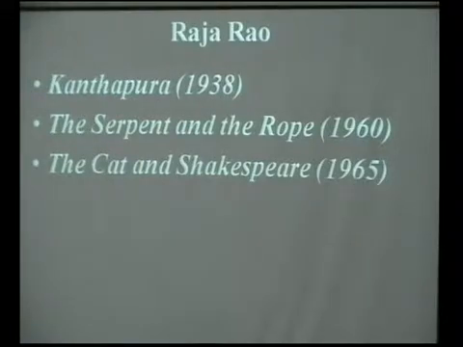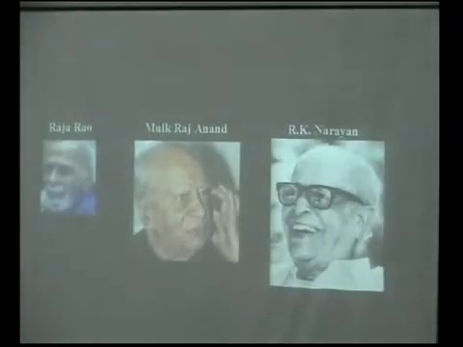Raja Rao is the third of the big three. His important works are Kanthapura, The Serpent and the Rope, The Cat and Shakespeare. Here we have a picture of the big three.